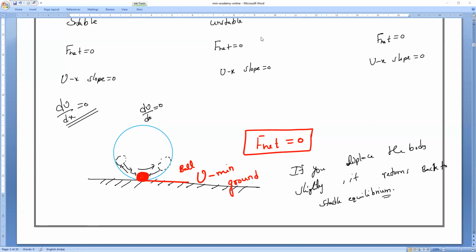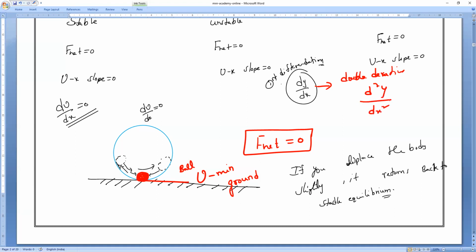We are all very familiar with differentiation. Am I right or wrong? So dy by dx we used to call differentiation, the first differentiation. And we have already done some numericals with second differentiation. Do you remember, everyone? If you do the double derivative, it becomes d square y by dx square.